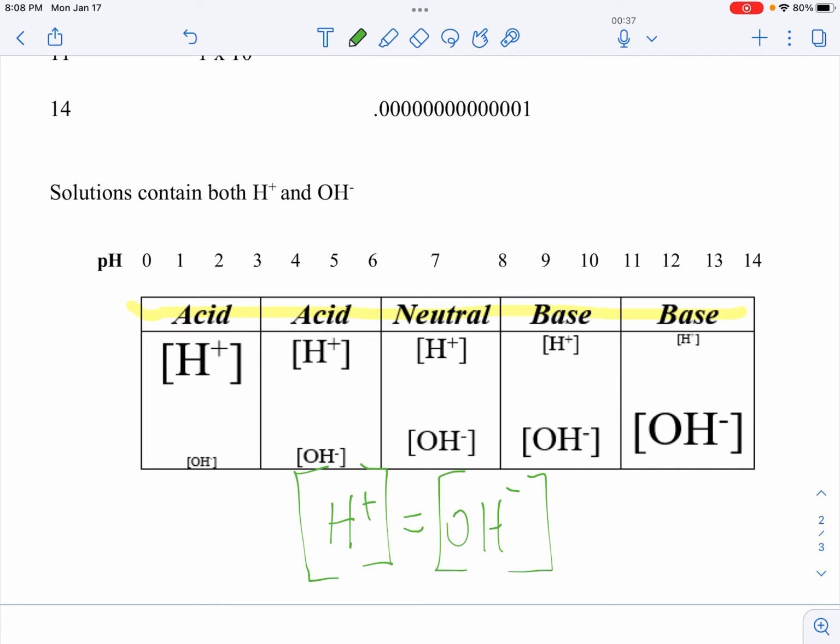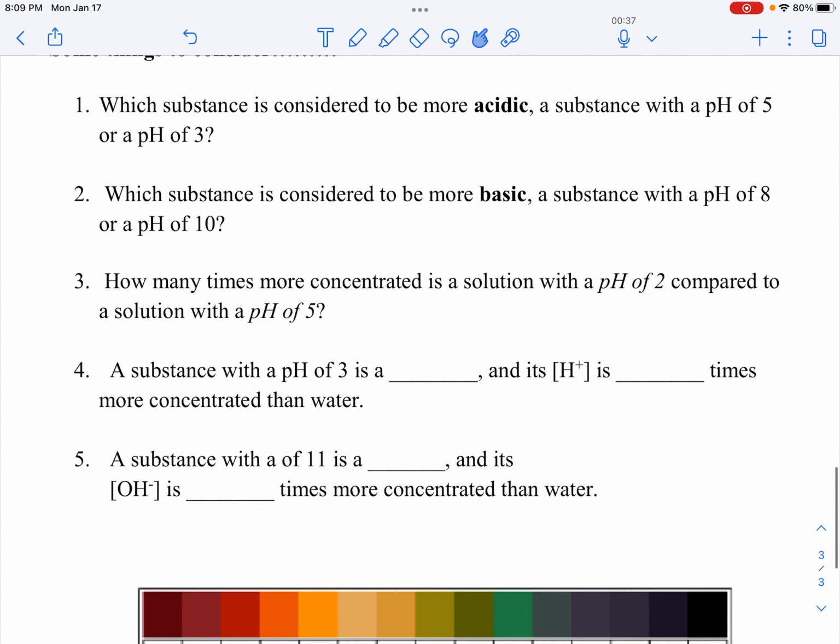So pretty cool chart. All right, let's move along here. Last one here. We'll do a couple sample problems, or 5 sample problems.